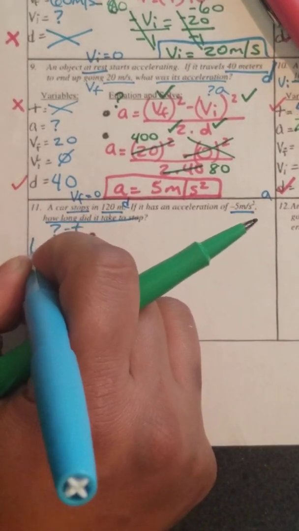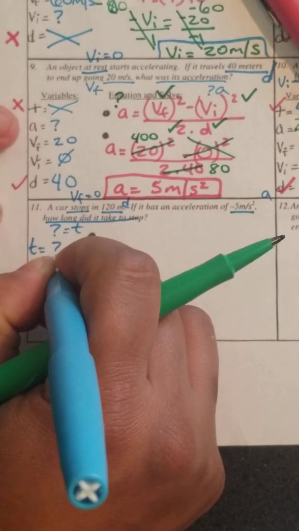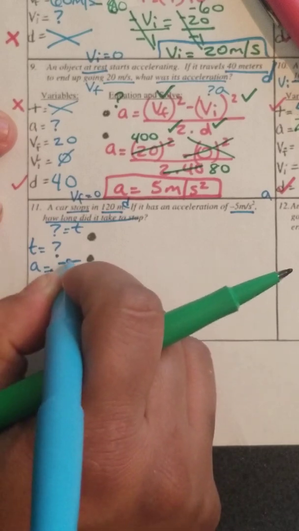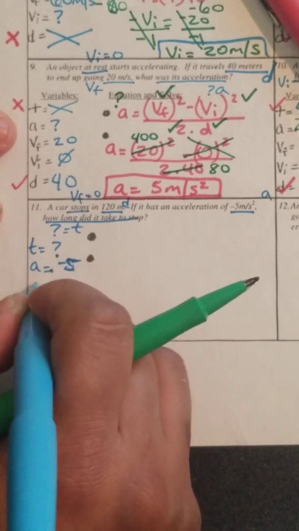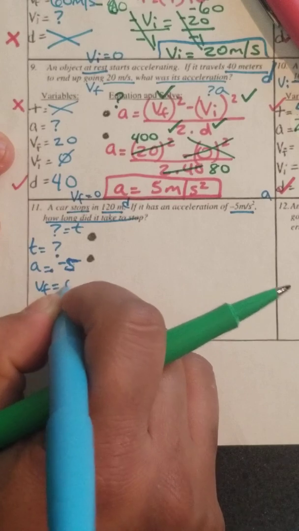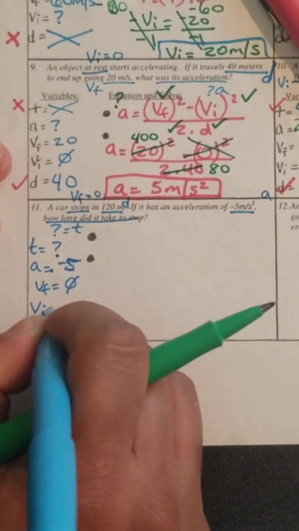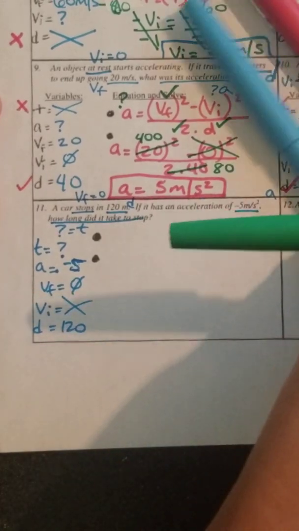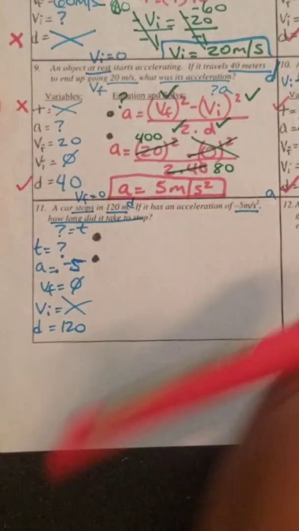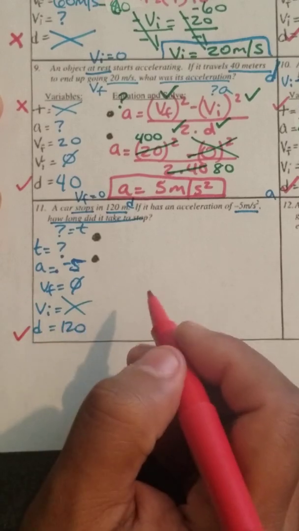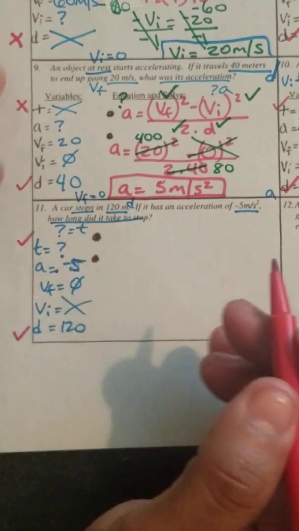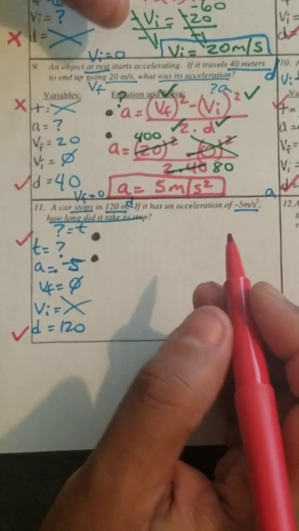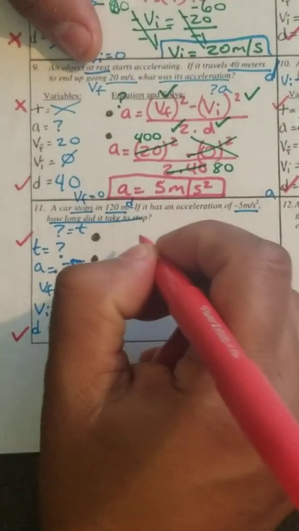So let's go ahead. I'm going to write it in. T equals question mark. A is -5. And what does that mean, negative? Slowing down. V sub F equals 0. V sub I, not given. D is 120. Let's go back and follow our flow chart. Was D ever used? Yes. Was T ever used? Actually, yes. It's my unknown.